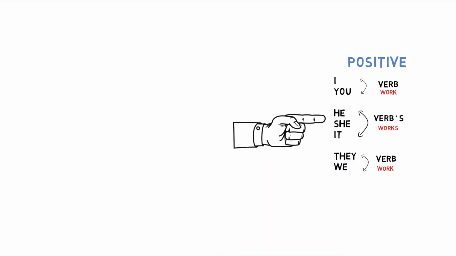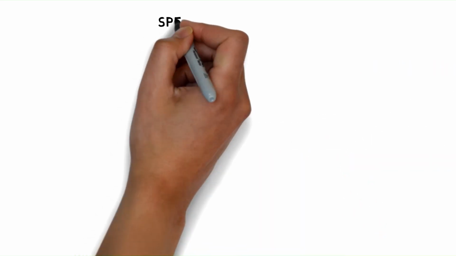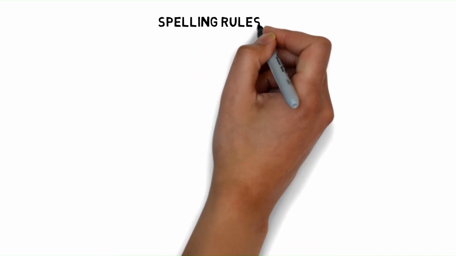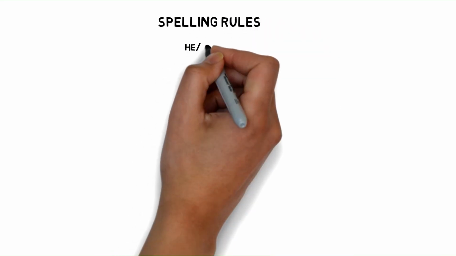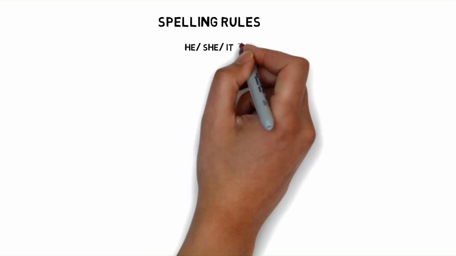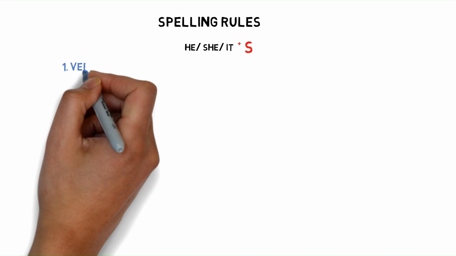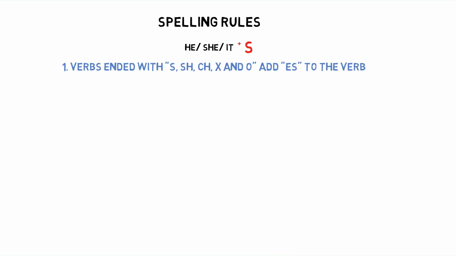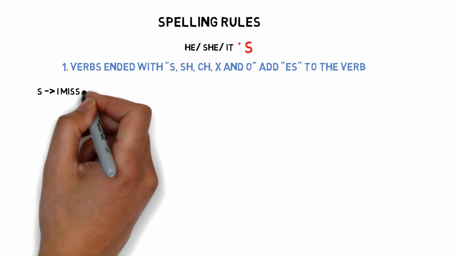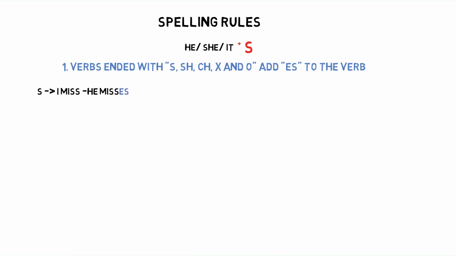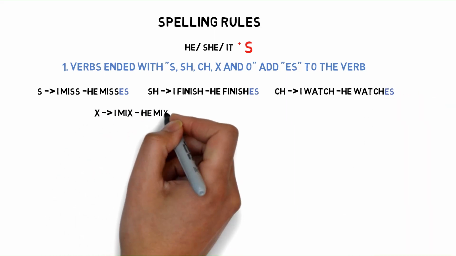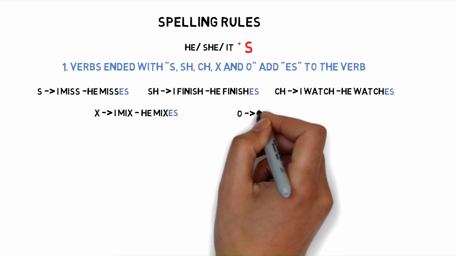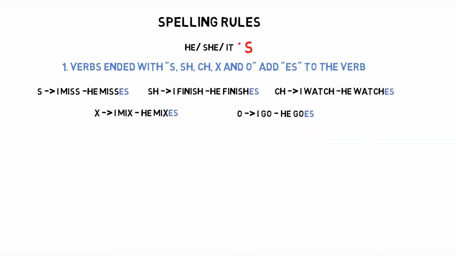However, there are some spelling rules for he, she, and it in the positive form. We said at the beginning, if we use the subject he, she, and it in the positive form, we add an S to the verb, except in some cases. The first case, when the verb ends with S, SH, CH, X, and O, here we add an ES instead of S. For example, I miss, he misses. I finish, he finishes. I watch, he watches. I mix, he mixes, and I go, he goes.